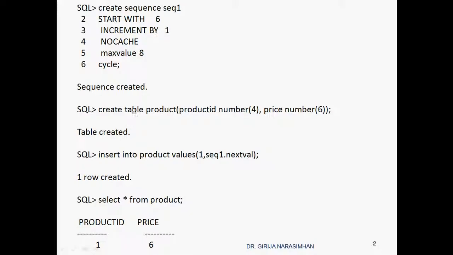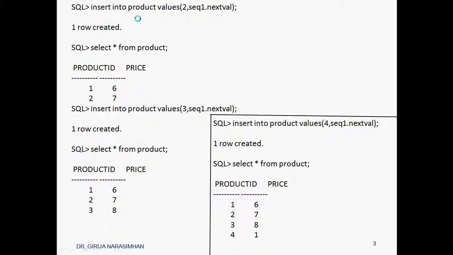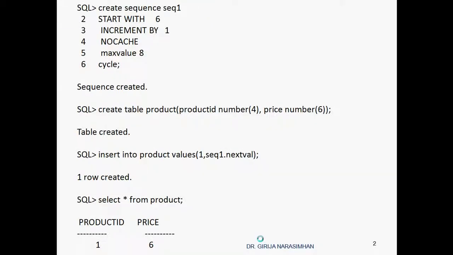So what is my maximum value? Maximum value, again, cycle. Cycle means I am not mentioning a minimum value. By default, what does it start with? 1. That's why, if I use cycle, after 8 it will reach 1. Now you can see, after the 4th value, it will give 1. This way, I can use the sequence values in my table column value also.